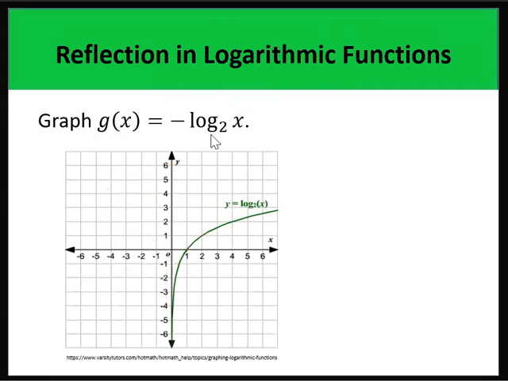And then if we have g of x equals the negative of logarithm of x to the base 2, then the points of the basic logarithmic function will be reflected along the x-axis. So which means that this point will be reflected to this position. This point will be retained in this position, while this point will be reflected here. So this curve here is the graph of g of x equals the negative of the logarithm of x to the base 2.